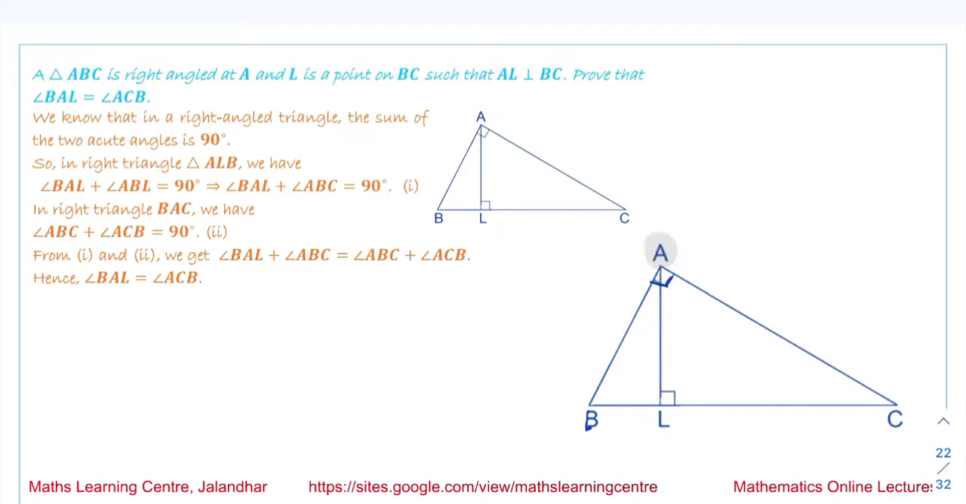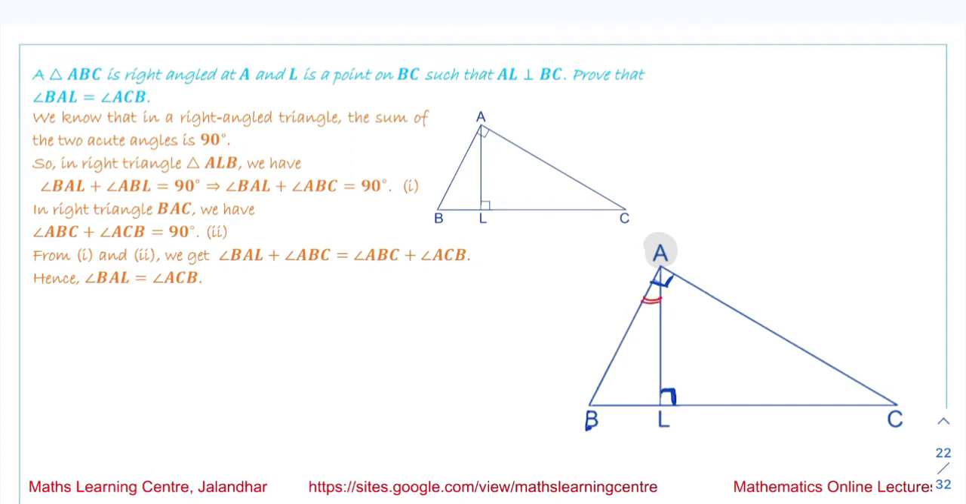This is our vertex A and the triangle is right angled at A, and L is a point on BC such that AL is perpendicular. Again we are saying this is perpendicular over here. AL is perpendicular on BC. We have to prove that angle BAL and angle ACL are equal.